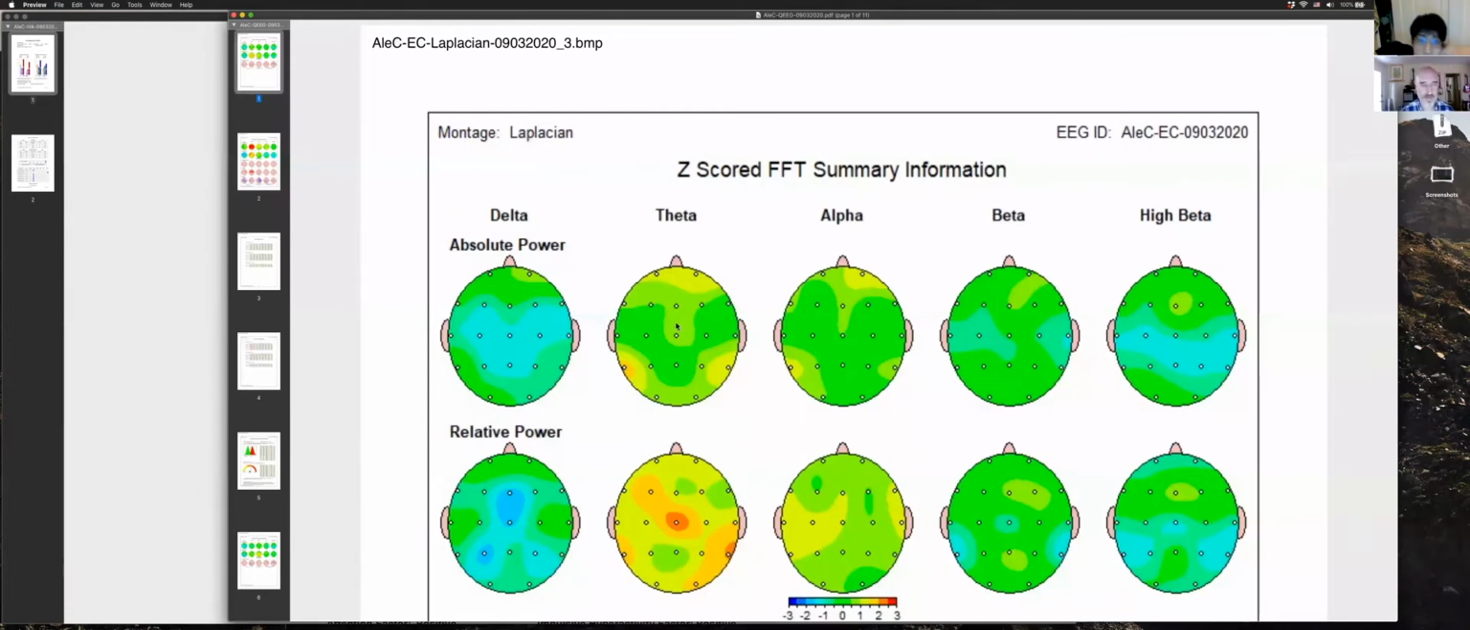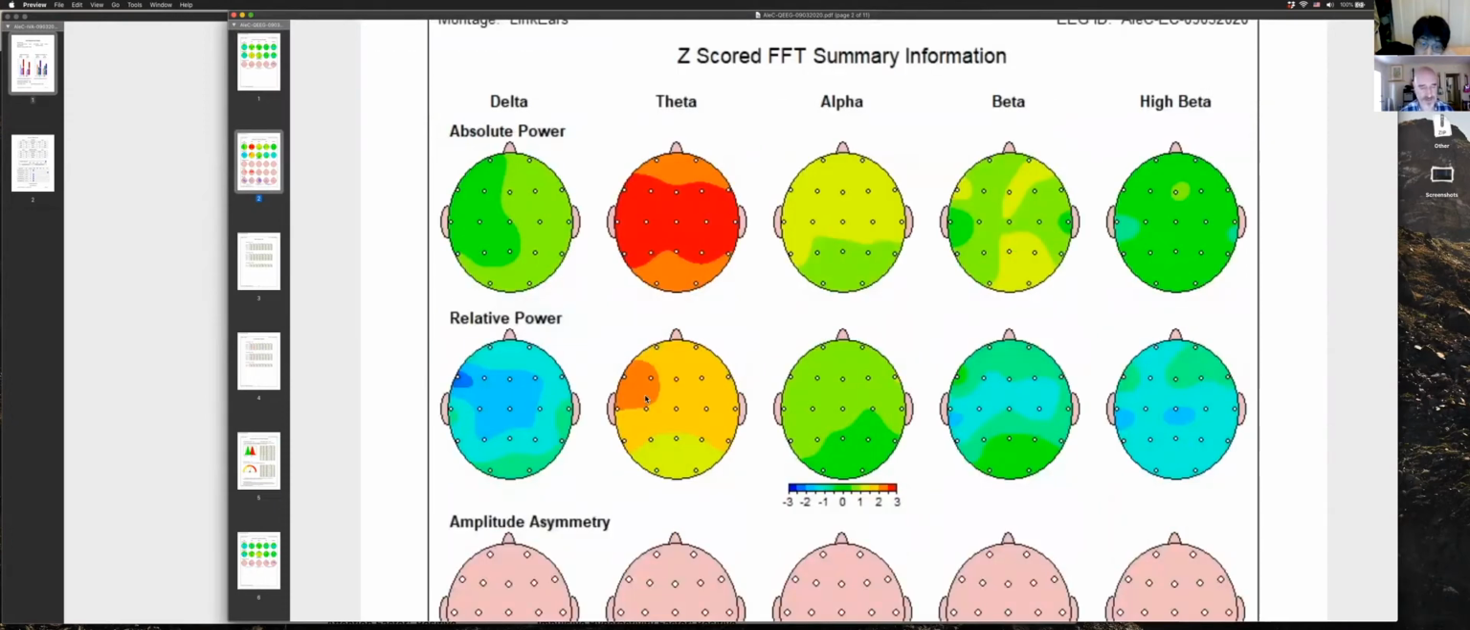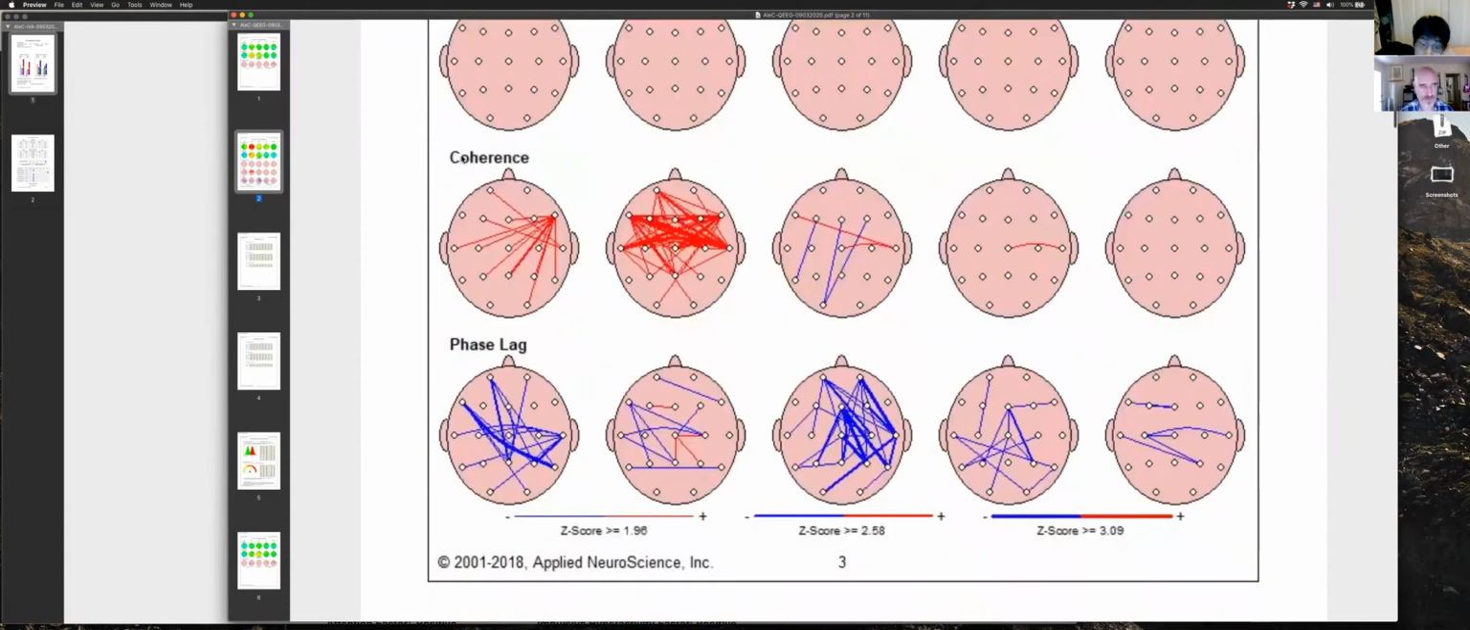So Laplacian emphasizes data from every location, but can't show us patterns across the whole head. We look with precision at each location. Page 2, linked ears, shows us the broad patterns, but it can't show us the small patterns at the same time. But linked ears also shows us this.